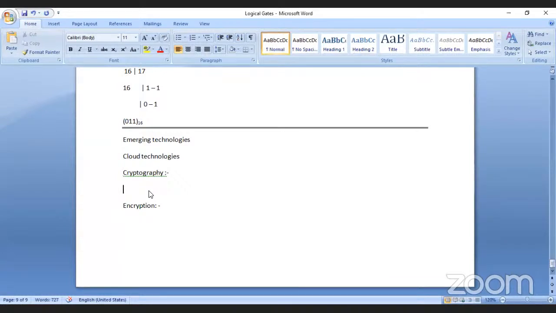Okay, so see here. Any confidential information, if I want to send it, then I have to follow some secret mechanism. Understand? Some secret mechanism. For example, if I want to send any password, what will I do?